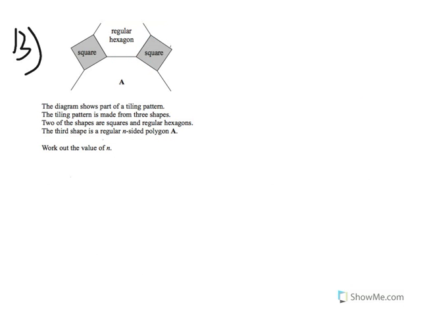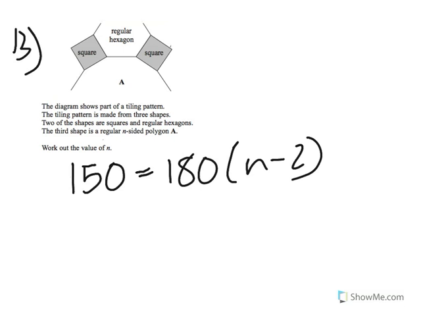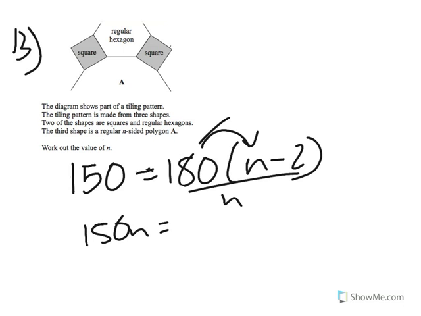Remember to copy down all the working, by the way, because they want to see everything that's happening. So 150 is equal to 180 times n minus 2 over n. That's where we were. So just multiply both sides by n. And what you're going to get is 150n is equal to, now multiply 180 by n and by 2, 180n minus 360.